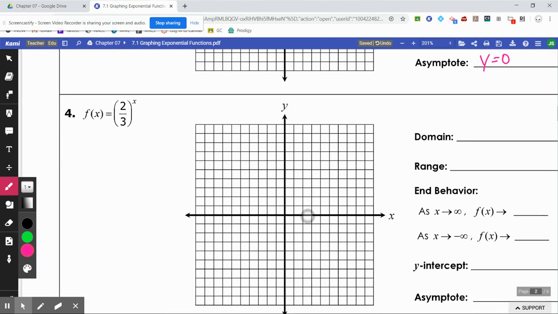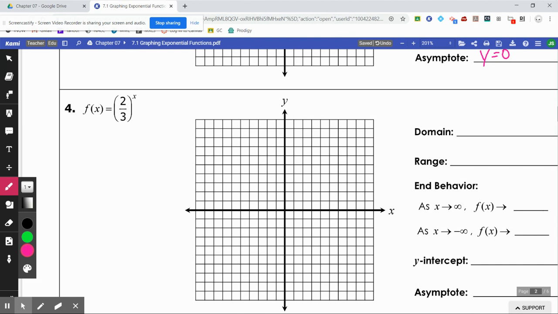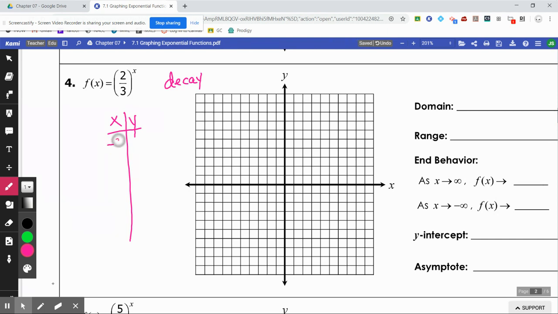The next one, 2/3, is also a fraction less than 1, so we'll see another exponential decay here. Let's do us a t-table. Plug in some x and y values. We'll plug in the same ones, -3, -2, -1, 0, 1, and 2, and let's see what we get.